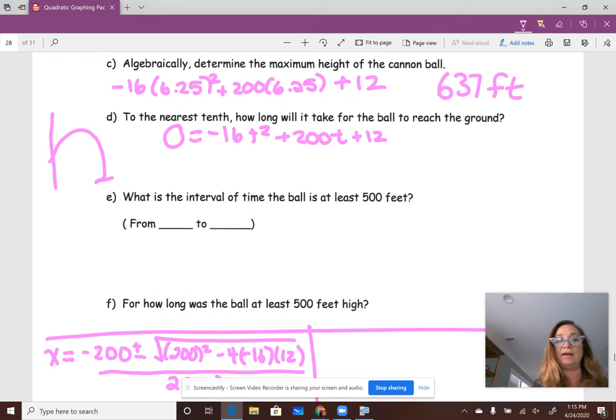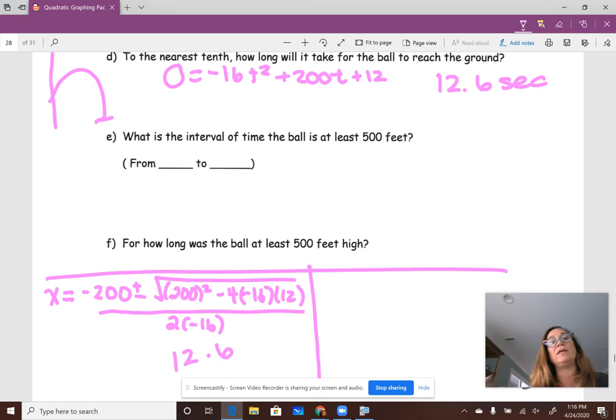Okay, so I'm right here. How long will it take for the ball to reach the ground? 12.6 seconds. Okay. What is the interval of time when the ball is at least 500 feet?